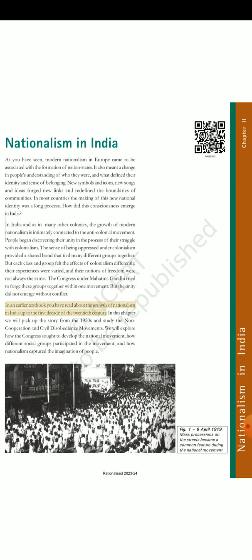In an earlier textbook you have read about the growth of nationalism in India up to the first decade of the 20th century. In this chapter we will pick up the story from the 1920s and study the non-cooperation and civil disobedience movements. We will explore how the Congress sought to develop the national movement, how different social groups participated in the movement, and how nationalism captured the imagination of people.